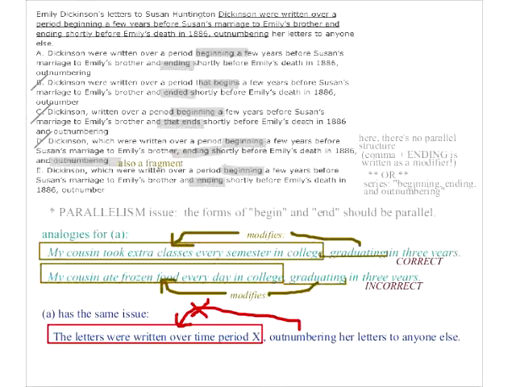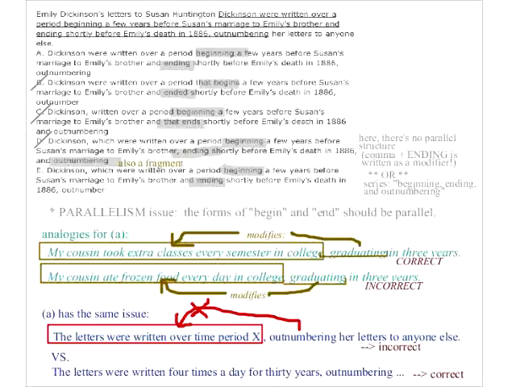Versus if you had another sentence with something like this. If you had like the letters were written 4 times a day for 30 years, comma, outnumbering her letters to anyone else, then this would be correct. Because then 4 times a day for 30 years is clearly very strongly related to the fact that these things outnumber all of her other ones. But this one, there's no relationship at all, so it doesn't make any sense. Okay, smiley face, if you guys understand this distinction here.